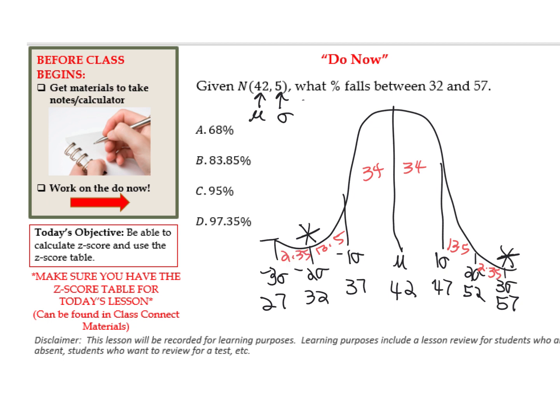And to determine what percentage is from 32 to 57, I would just add those percentages together. So I would have 13.5, I have 2 of those, plus 2 34s. And I have a plus 2.35. And when I add those together, I get 97.35%. So the answer would be answer D.